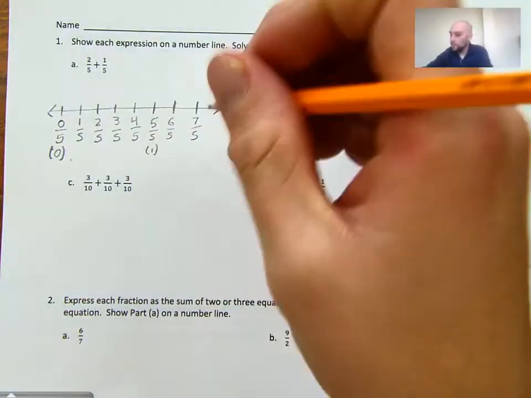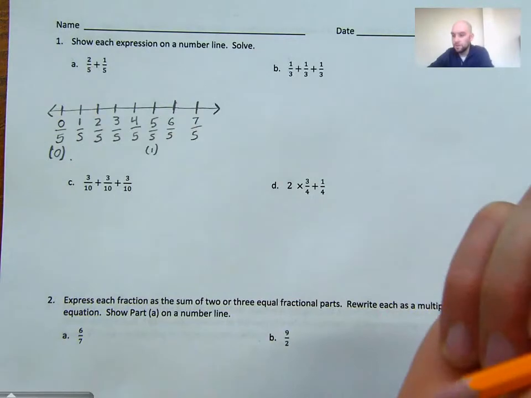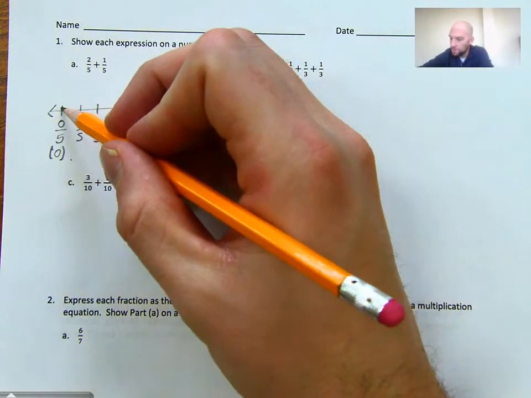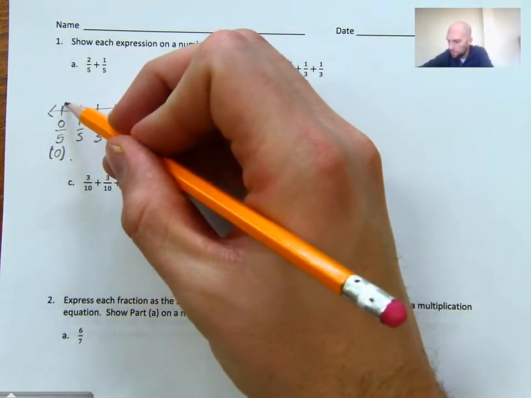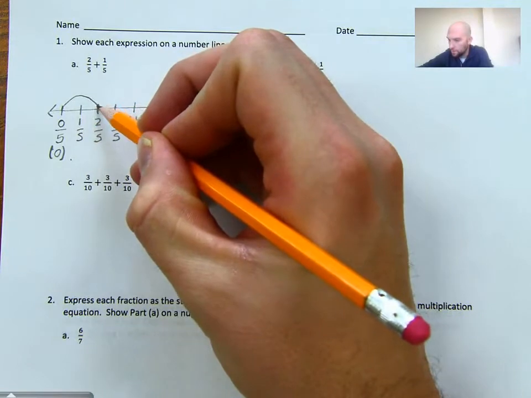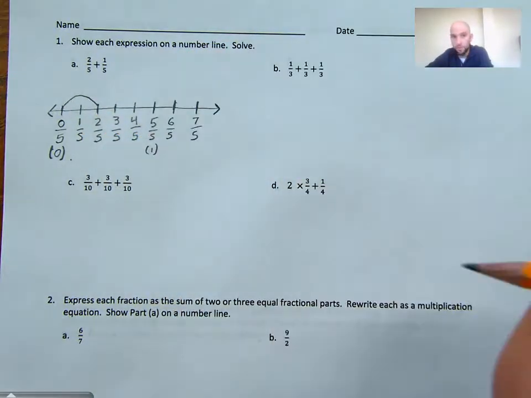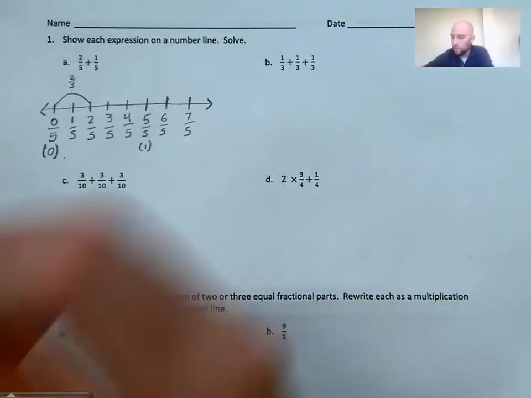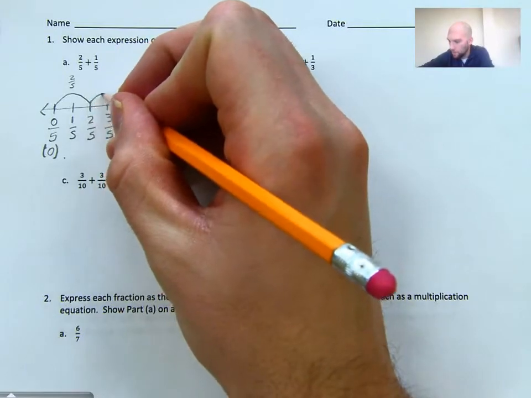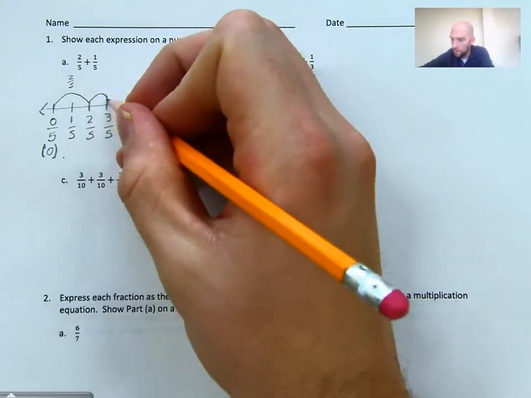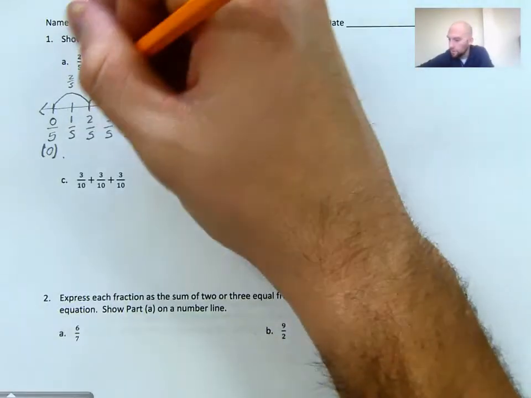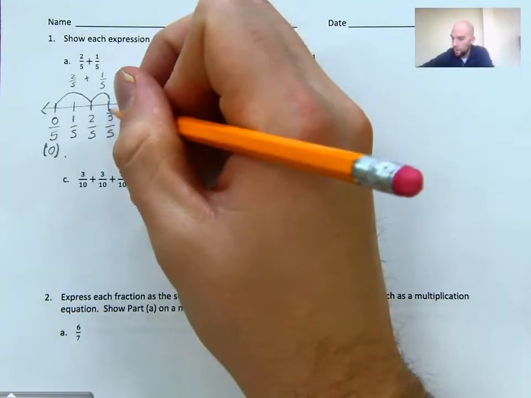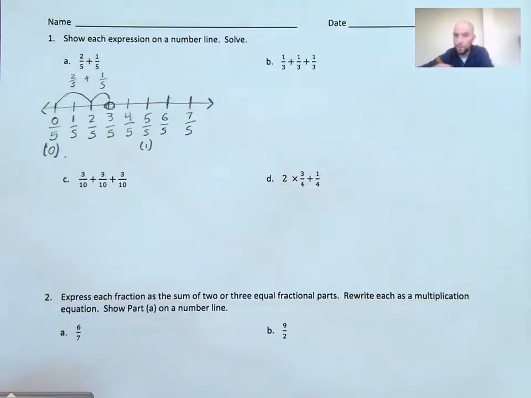So I need to add 2 fifths plus 1 fifth. So to get to 2 fifths from 0, I'm going to skip over here to 1, 2, 2 fifths. And then I need to add another 1 fifth. So I'm going 1 more fifth up my number line. And where am I? At 3 fifths.